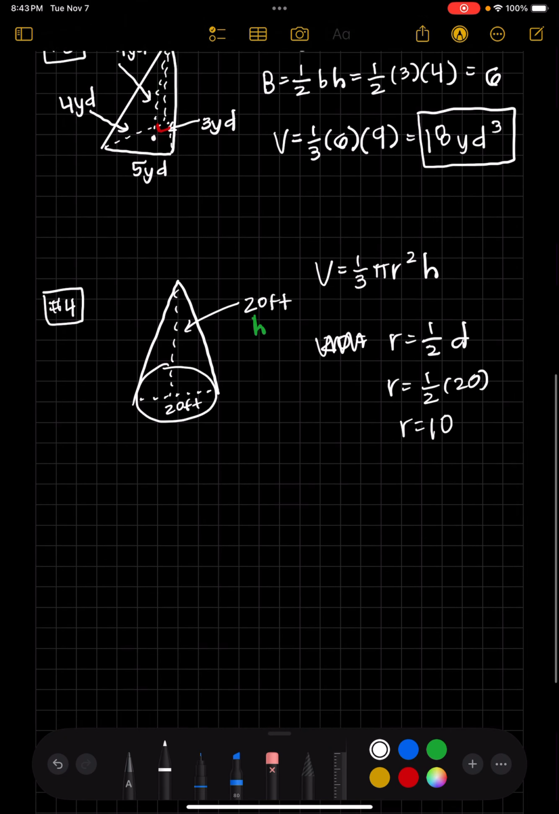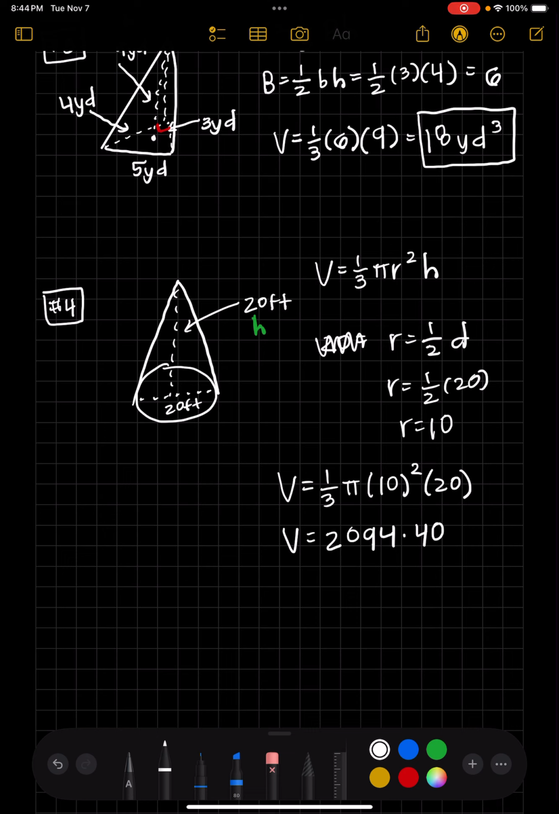All right, so now I have my r and my h. I'm going to plug it into my volume formula. So I get volume is equal to 1/3 pi, then my r, which is 10, squared, times my h, which is 20. And now I can just plug that into a calculator. I do 1/3 times pi times 10 squared times 20, and I end up with the volume equal to 2094.40. And we know it's measured in feet, but because it's a volume, it's cubed, so it's cubic feet. And here is my volume. Okay, and that's how we find surface areas and volumes of pyramids and cones.